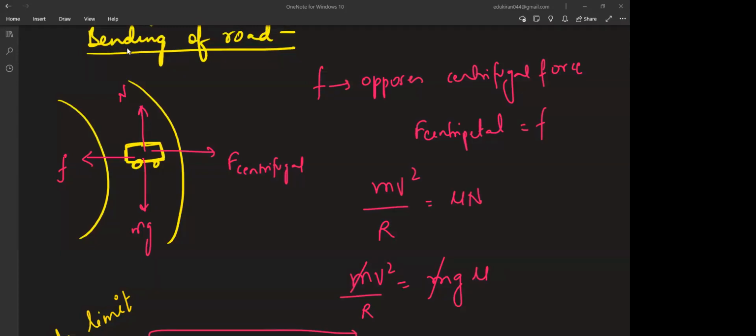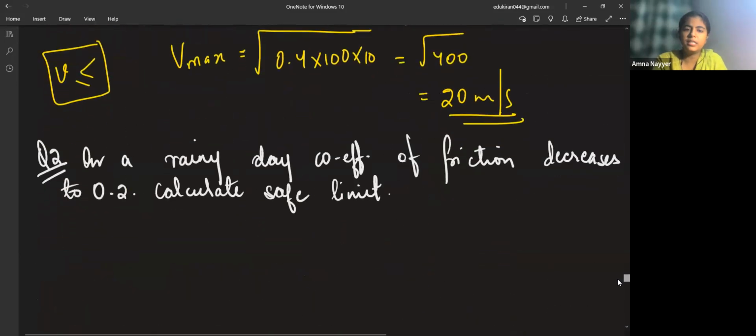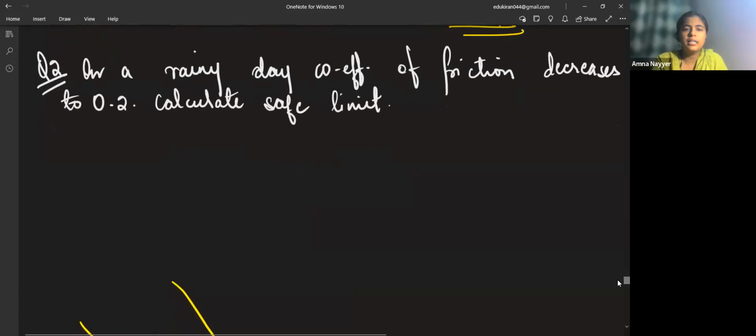Yes, ma'am. All right. So in the last class we had completed till bending of road. Some portions from this are also left. Let us complete that. Questions also we did. On a rainy day, the coefficient of friction decreases to 0.2. Calculate the safe limit.